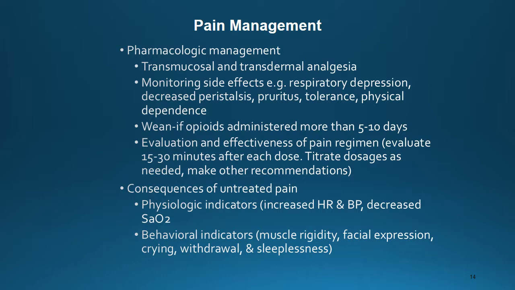The nurse should monitor side effects such as respiratory depression, decreased peristalsis, pruritus, tolerance, and physical dependence. It's important to wean if the opioids are administered more than 5 to 10 days, and that's to avoid withdrawal symptoms. The nurse should evaluate the effectiveness of the pain regimen. The regimen should be evaluated 15 to 30 minutes after each dose, and dosages should be titrated as needed. Then the nurse should also make other recommendations.